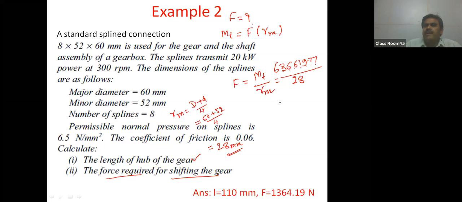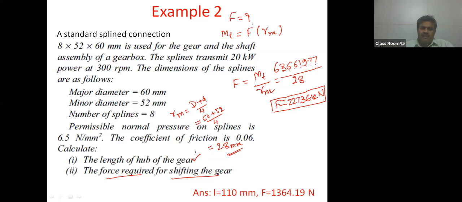So I am just dividing by 28. So how much is the force? 636619.77 divided by 28. How much is it coming? Tell me. 22,736, something like that is coming? Keep checking the values. 22736.42, the unit is Newton. So this is the force. This is the force. Okay.